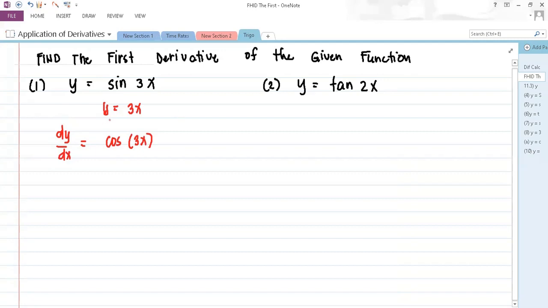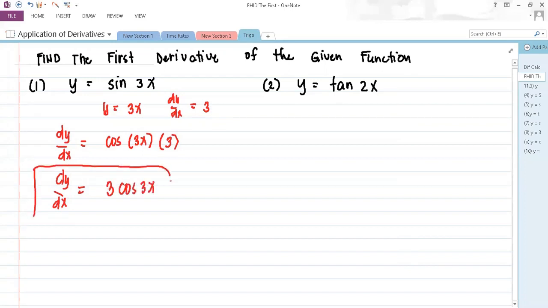So what is the derivative of u? Our u is 3x. Our du over dx is the derivative of 3x, which is equal to 3. So this is multiplied by 3. Your dy with respect to dx is now equal to 3 cosine of 3x. So this will be our answer.